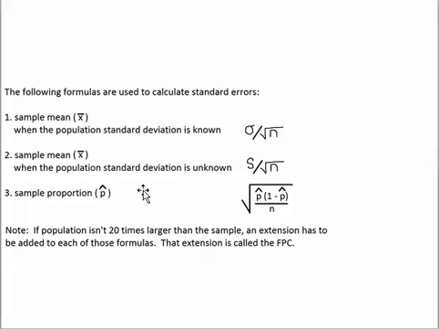Also, if you're in a situation in which you're taking a random sample from the population, and the population is not 20 times larger than the sample, then an extension has to be added to each of these formulas, called the FPC. However, in a real study in which a person is estimating something about a population, the population is typically always very large. So the population is pretty much always 20 times larger than the sample, which means you don't have to worry about this extension right here. You just use these formulas.